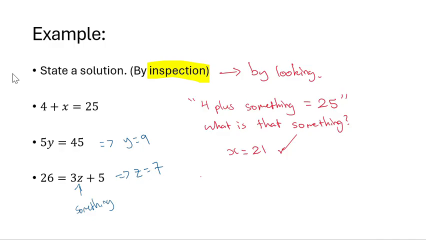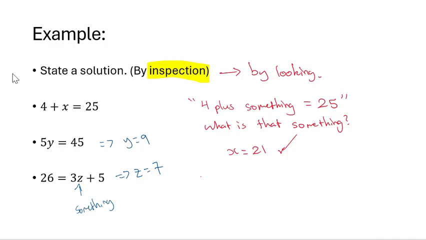What we mean by inspection is you just look at the question and you can sort of gauge what you think the answer is. If you look at the first one, 4 plus x equals 25. Another way of phrasing that is saying 4 plus something equals 25. And what is that something? If I add 4 to the something, it's going to get me 25. So pretty obvious, you're just going to say, oh yeah, it's x equals 21. It makes sense.